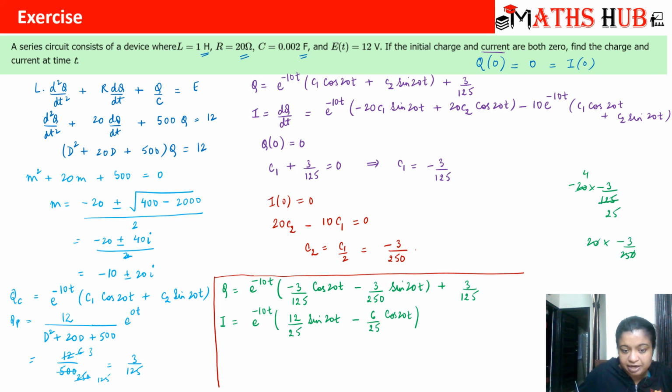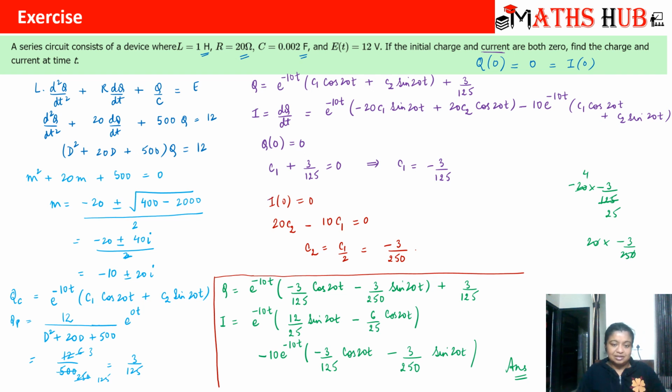Then we have minus 10 e raised to power minus 10t, and then we have c1, c1 is minus 3 by 125 cos 20t plus c2, c2 is minus 3 by 250 sin 20t, right? So that comes out to be our answer, right?